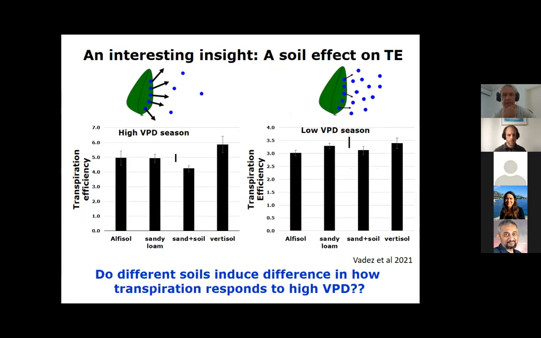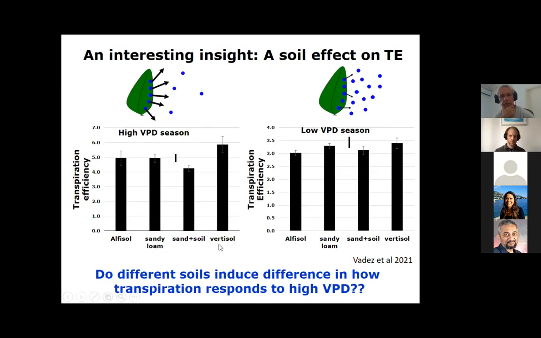There's an interesting insight also, as I was saying: the soil may also play an important role in that situation. What we did was to measure transpiration efficiency, which is like the integrator of the effect of the transpiration response to VPD. And we found that we had a soil effect on transpiration efficiency. Here we compared, in 2 different seasons, a season with a high VPD and a season with a low VPD. We compared transpiration efficiency in 4 soils: an alfisol, a sandy loam, a sand soil, and a vertisol.